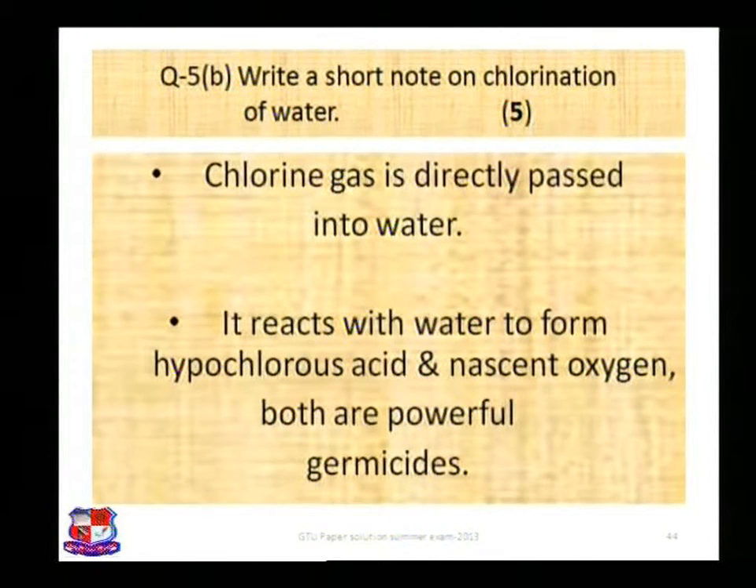So what we are doing is we are passing the chlorine gas in water. So we have written chlorine gas is directly passed into water. It reacts with water to form hypochlorous acid and nascent oxygen. Both are powerful germicides. Now what happens when you are passing your chlorine in water? It is going to form hypochlorous acid and nascent oxygen, and they both are powerful germicides.